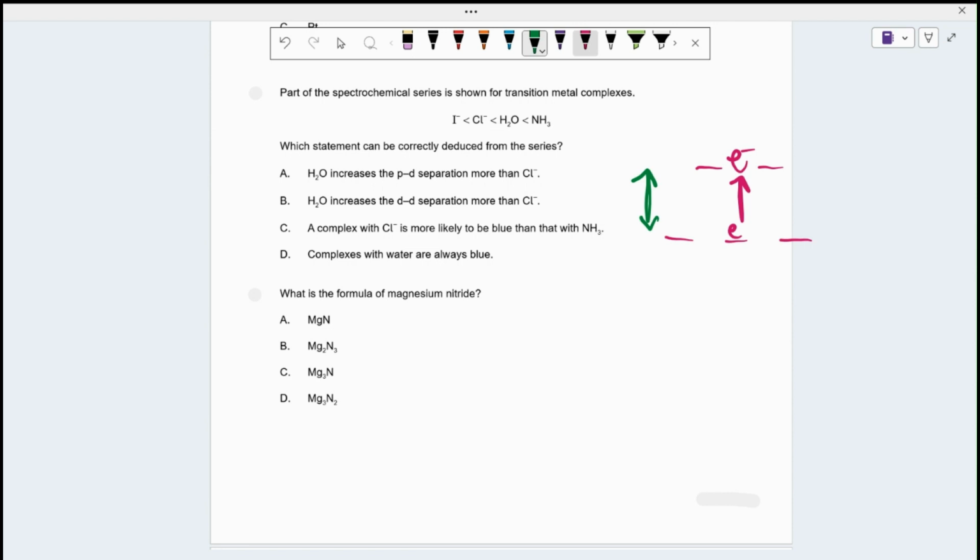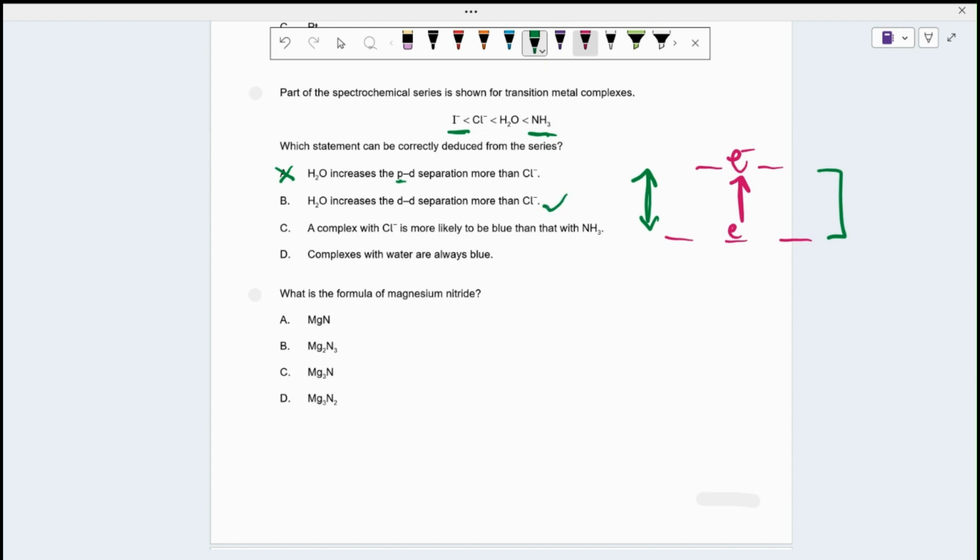The higher on the series the ligand is, the greater this d orbital splitting will be. So that means greater charge density and a greater energy gap, okay? So ammonia will make this gap much bigger than the iodide ion, okay? Right, so looking at our options, A: water increases the pd separation more than Cl minus. No, because we're not looking at the p orbital, we're looking at the d orbitals. So it's not A. B, water increases the dd separation more than Cl minus.